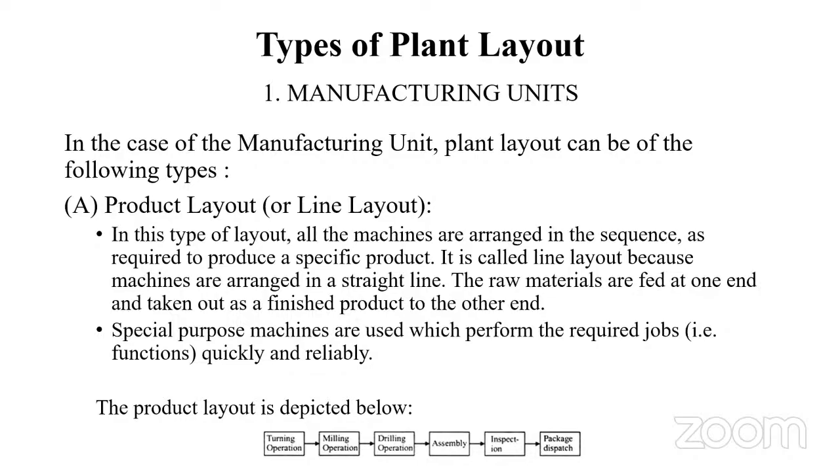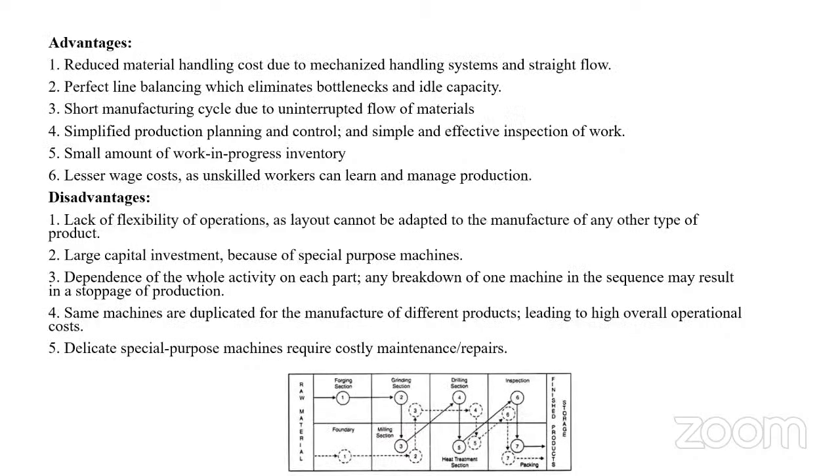inspection, and package dispatch. The advantages: reduced material handling cost due to mechanized handling systems and straight flow, perfect line balancing which eliminates bottleneck and idle capacity, short manufacturing cycle due to uninterrupted flow of material, simplified production planning and control, simple and effective inspection of work, small amount of work in progress inventory, lesser wage costs as unskilled workers can learn and manage production.